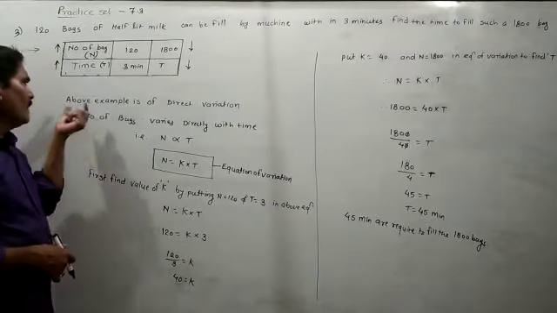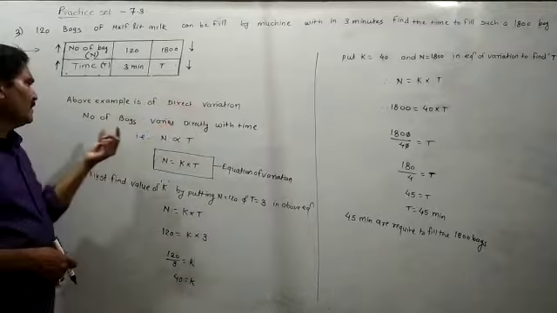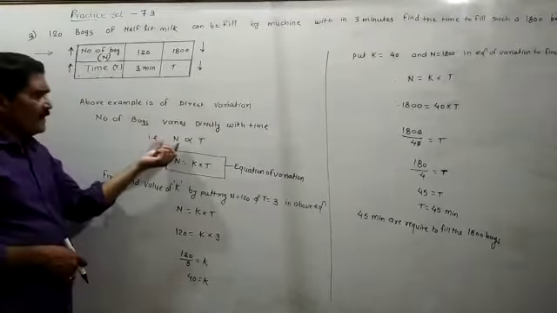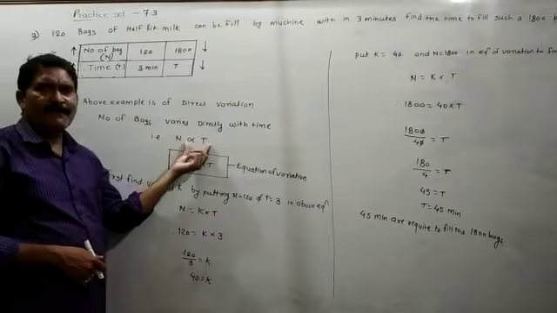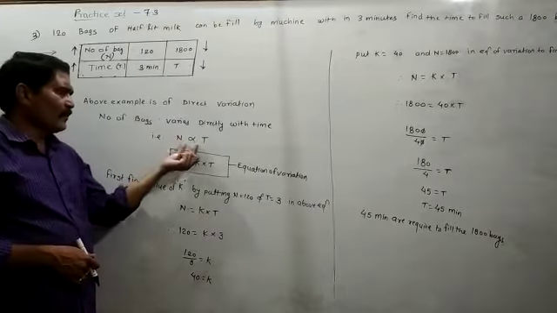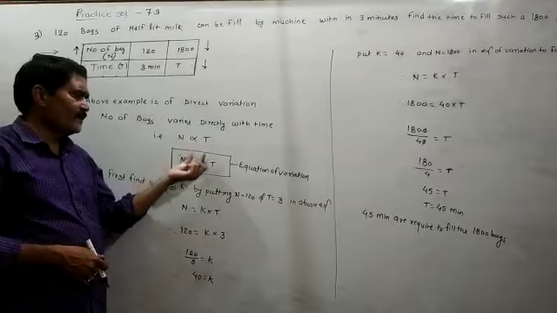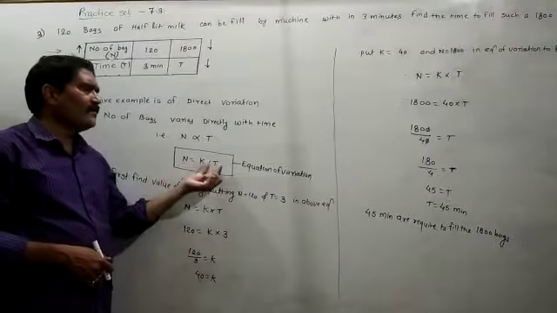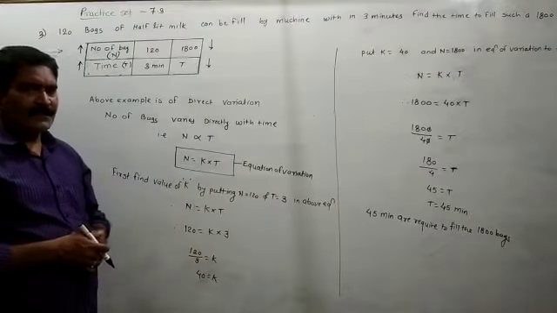So I will say that the above example is of direct variation. Number of bags varies directly with time. So capital N varies directly with capital T. You have to remove the proportionality sign, put the equal to sign, and write the constant of proportionality, and say that N is equal to K into T. This is the equation of variation.